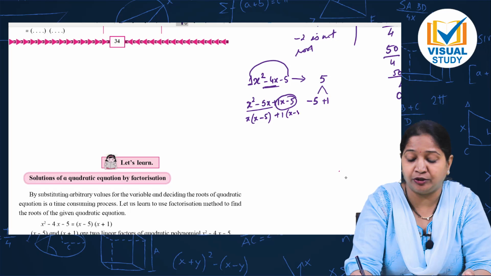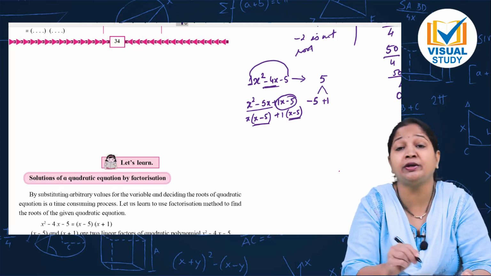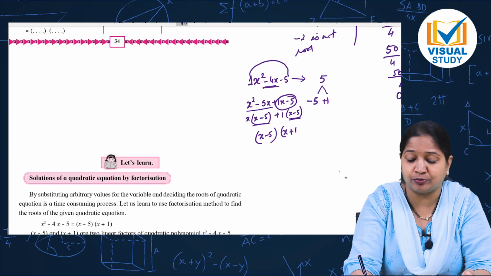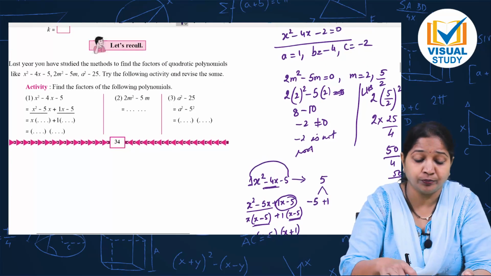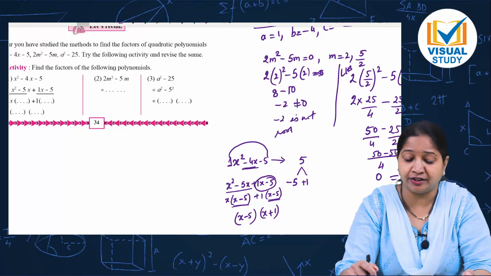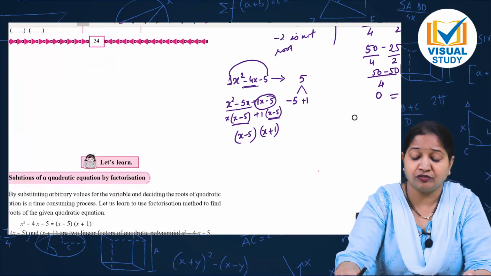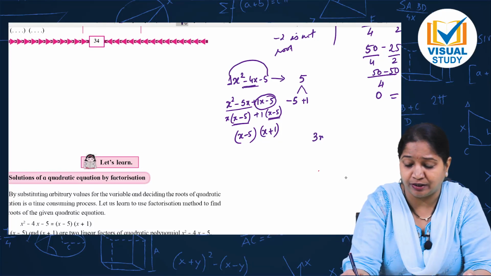That is 1 into x minus 1. Always keep in mind this factor and this should be equal. They should have a common factor. Now x minus 5 and x plus 1. So you get the factorization of this polynomial as x minus 5 and x plus 1. Now I'll give you one more example.